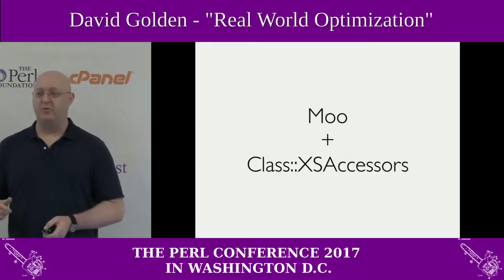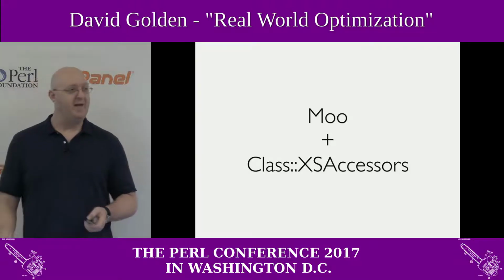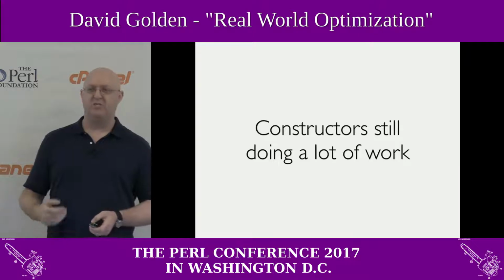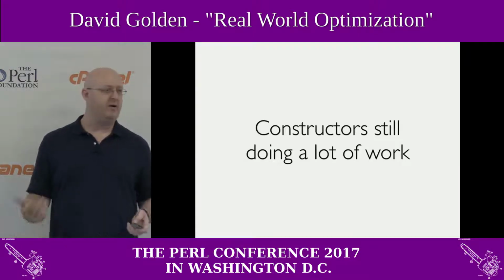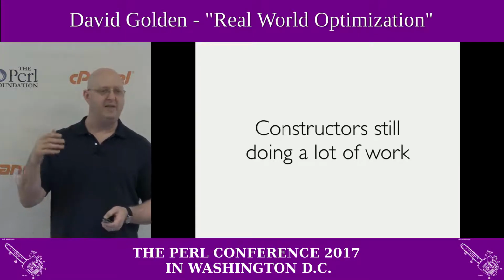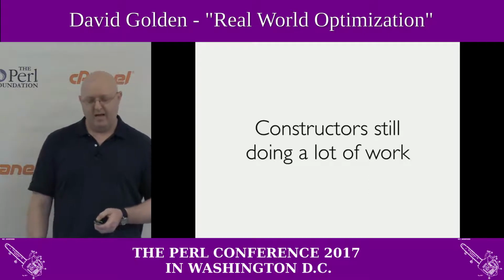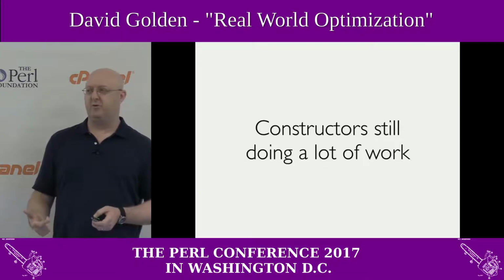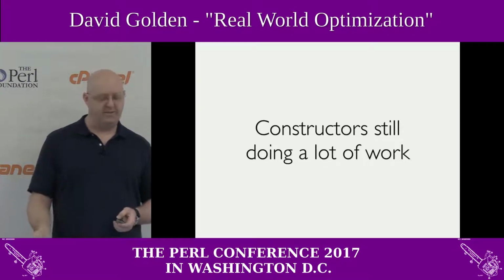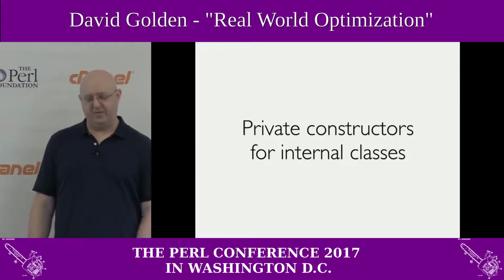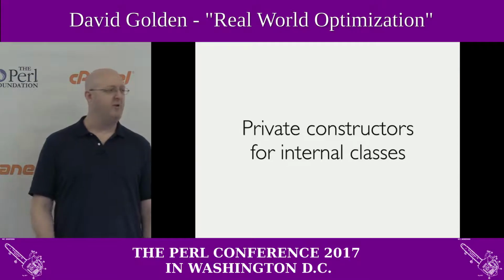The next change was to move to Moo, much, much lighter, and use Class::XSAccessor to speed up a lot of the accessor calls to almost as fast as bare hash access. That helped a lot, but I found the constructors were still doing a lot of work because we're still generating lots of objects, and even Moo does a lot of things in its constructors. Since these are internal classes, and since I know exactly what we're passing to them, we decided to cheat and create private constructors for our internal classes.